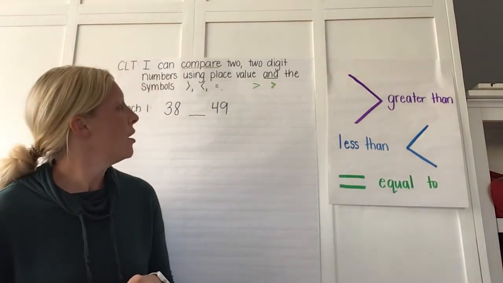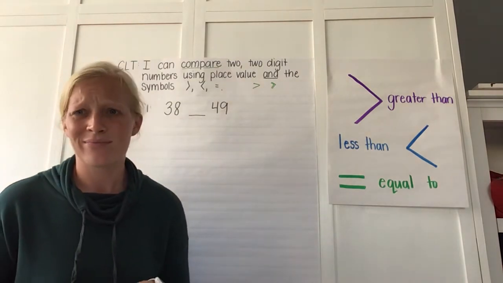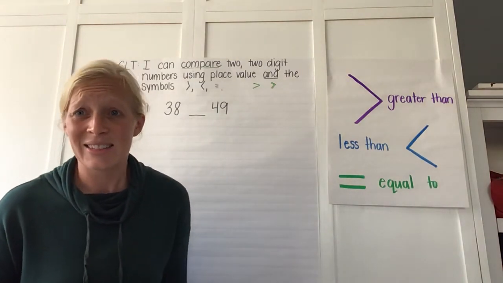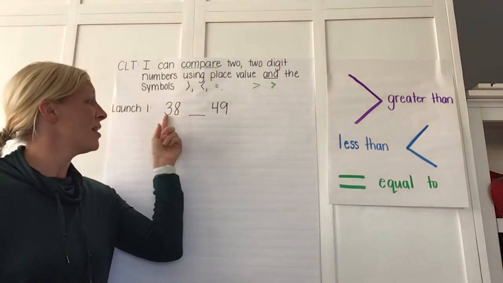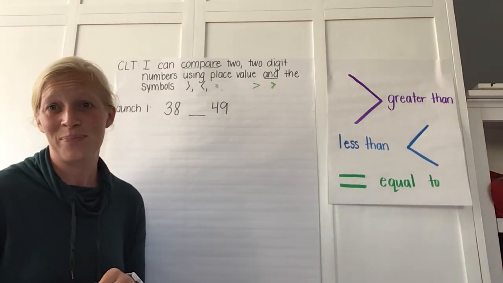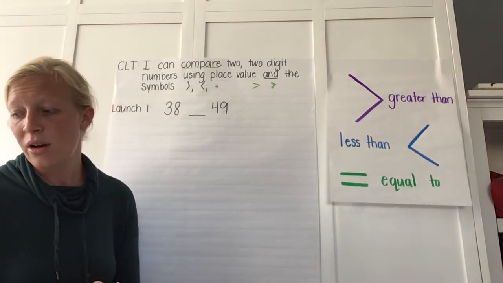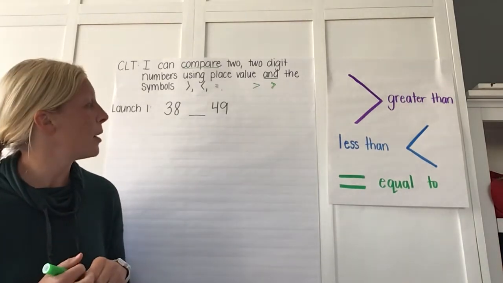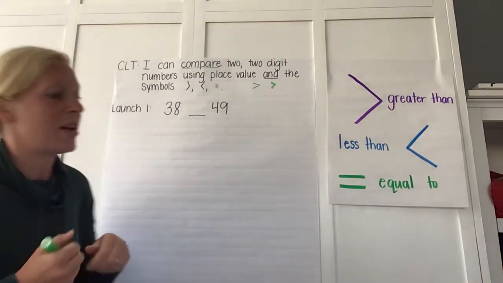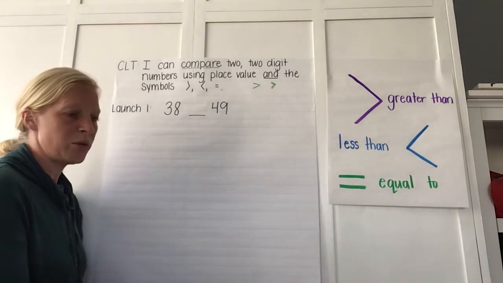I want you to ask yourself, What place am I looking at? Am I looking at the tens place or the ones place? Which number is bigger or smaller? And how do I know? What do you say, friend? How did you show these two numbers?